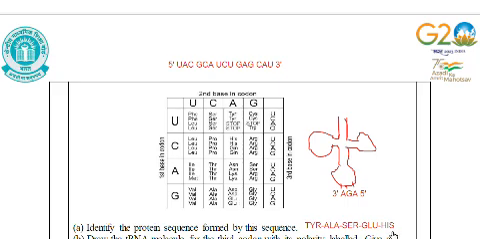Histidine is CAU. So let's see, CA and U is here. So here, histidine. So that's how you find the amino acid sequence. So this is the protein sequence.